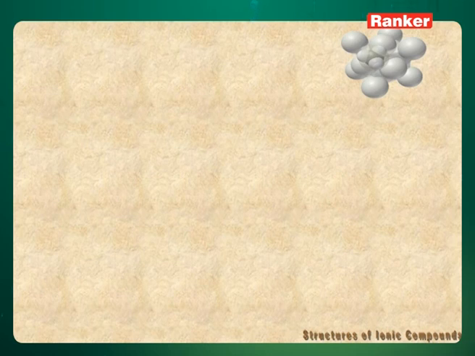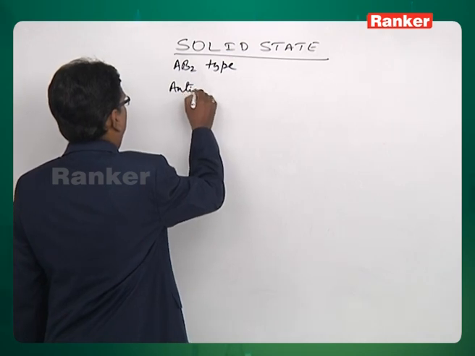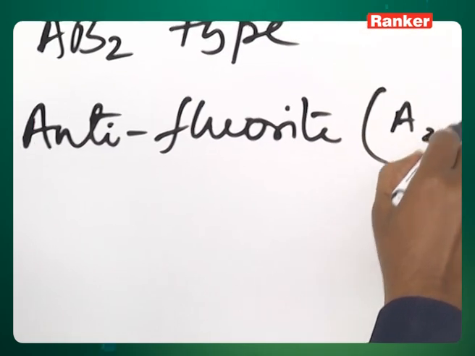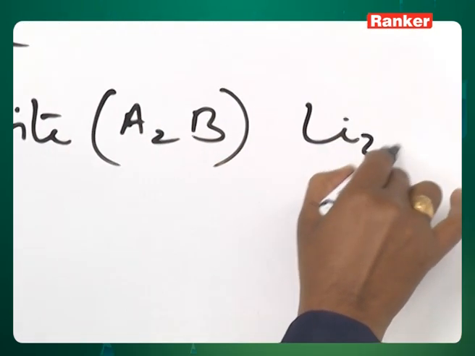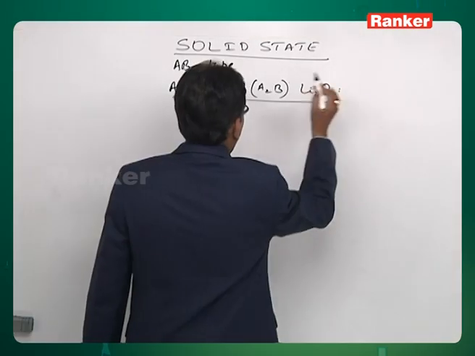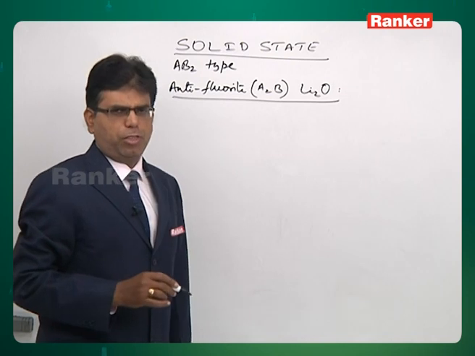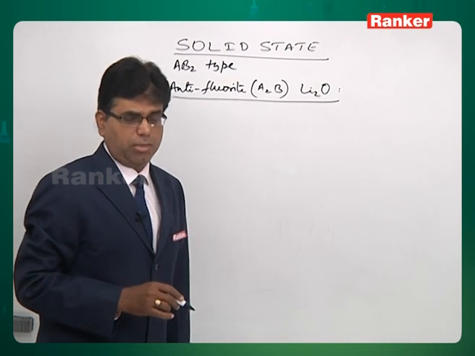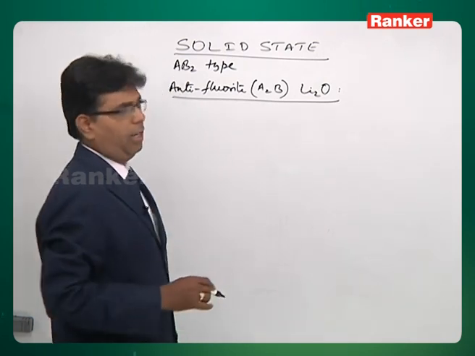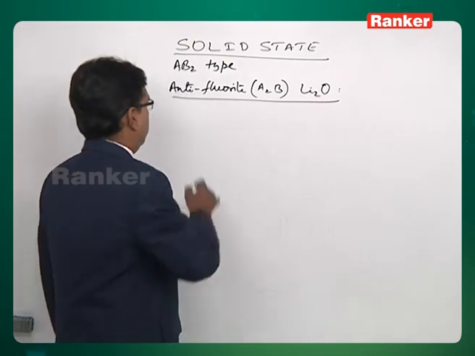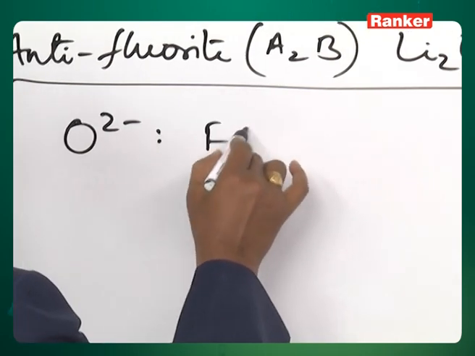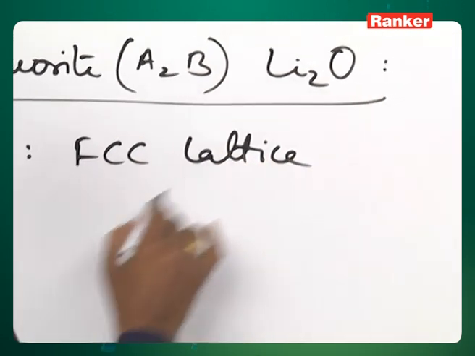Next we have to go for the antifluoride structure. In antifluoride, that is the lithium oxide type, as we call it, it is just opposite to the fluoride. In the fluoride, calcium ions are cations forming the lattice and anions occupy the voids, but in this case, oxide ion being larger than the lithium ion, oxide ion will form the FCC lattice.